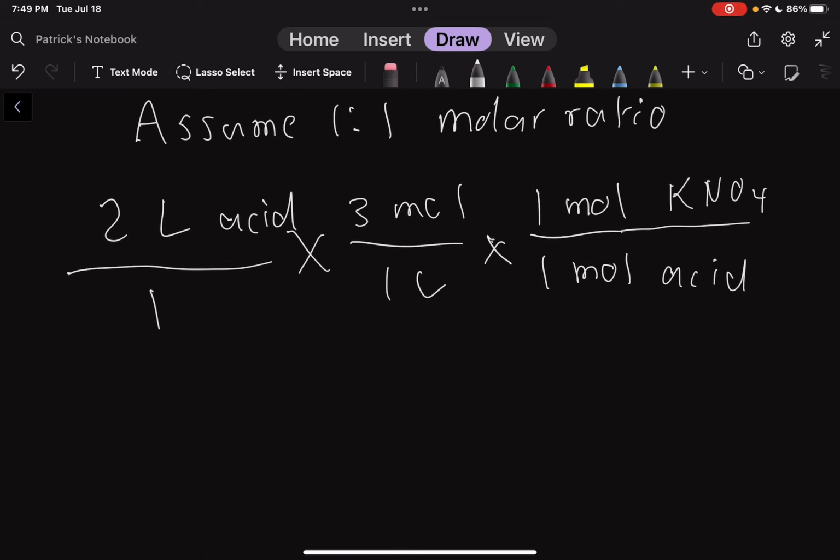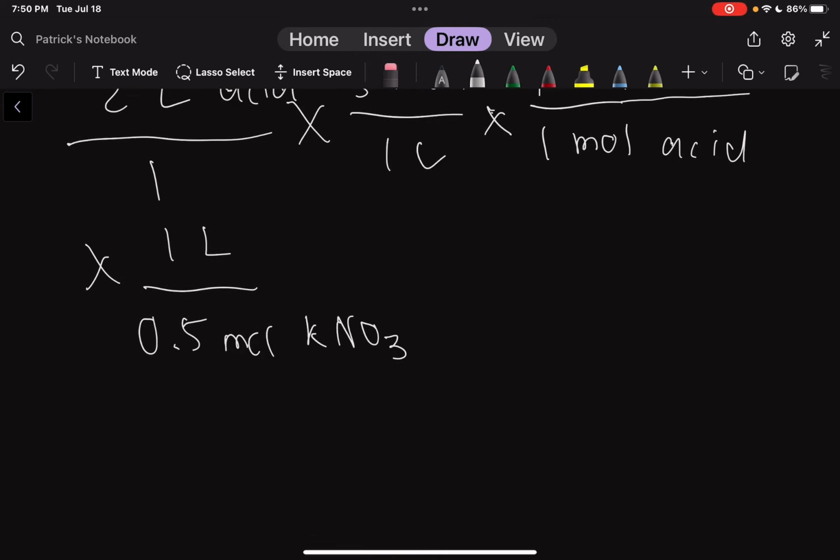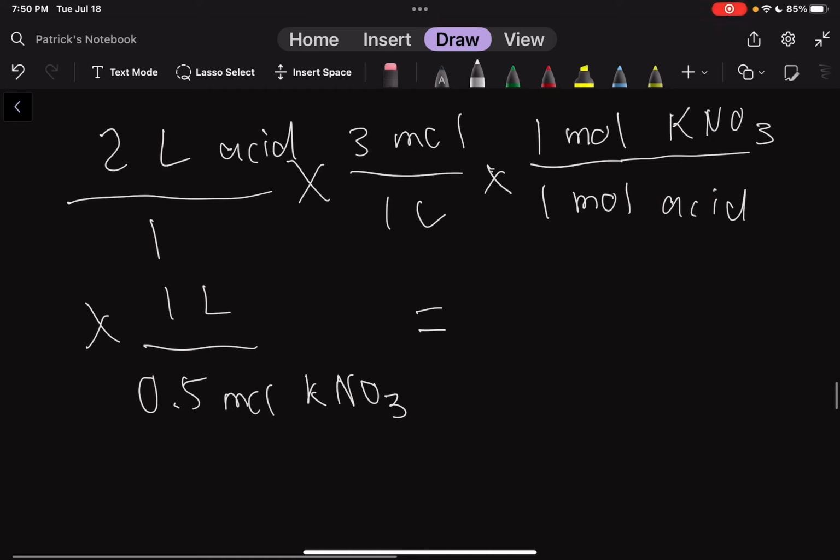Our final step is to multiply all this by the inverse of the molar concentration of potassium nitrate, which would be 1 liter over 0.5 moles of potassium nitrate. If we multiply across and cancel all the required units, we will get an answer of 3 liters of potassium nitrate.